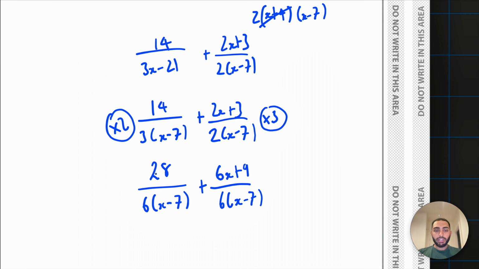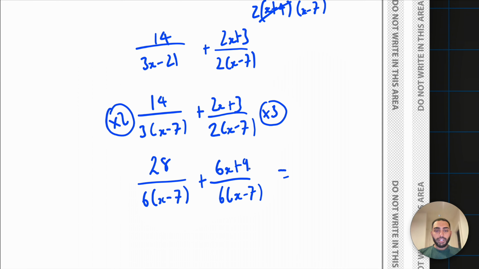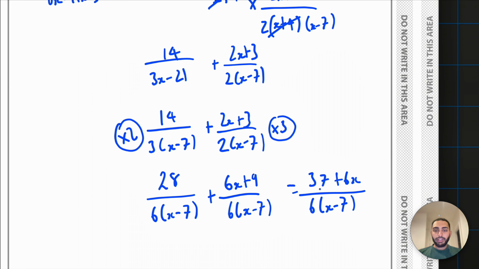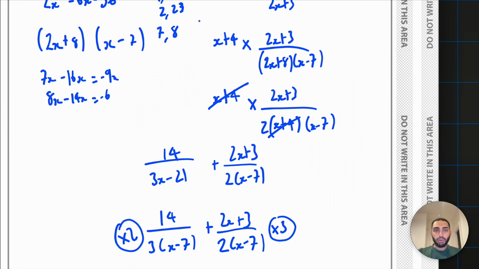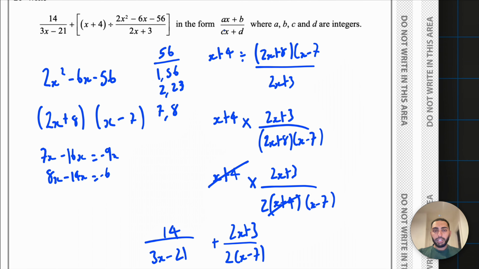So now I have common denominators, I just need to add my numerators up. 28 and 9 is 37 plus 6x over 6 bracket x minus 7. Just taking a look at this, I'm going to see, can I simplify anything here? Can I divide through by anything? There's no common factors, so all I need to do is just make sure my answer is in this form, ax plus b over cx plus d.